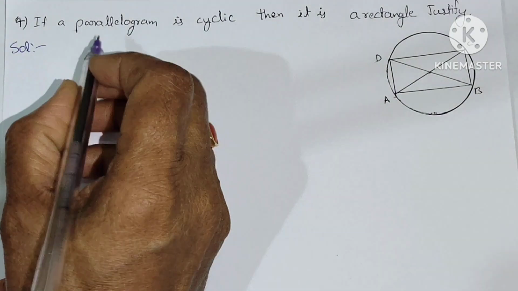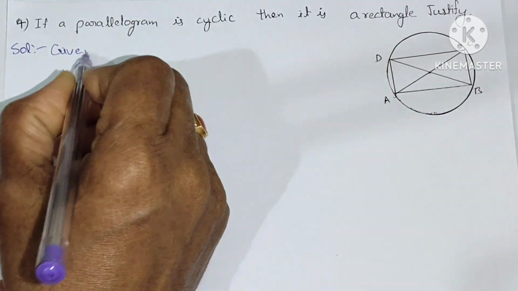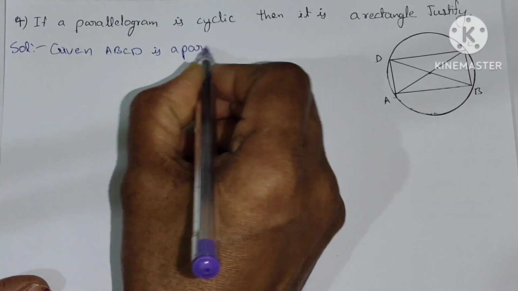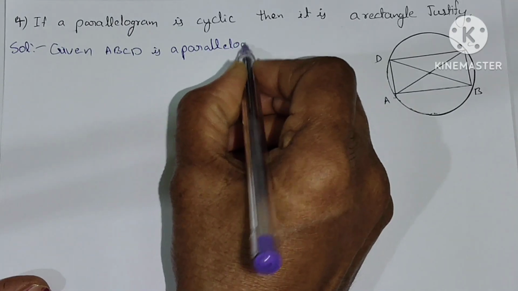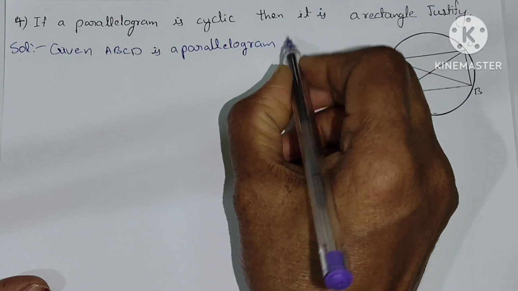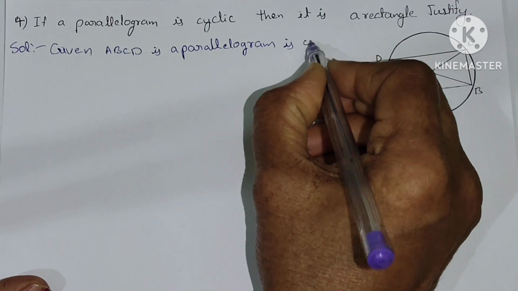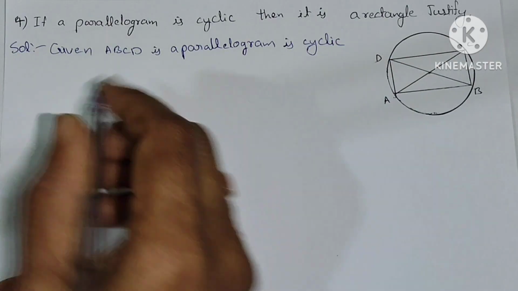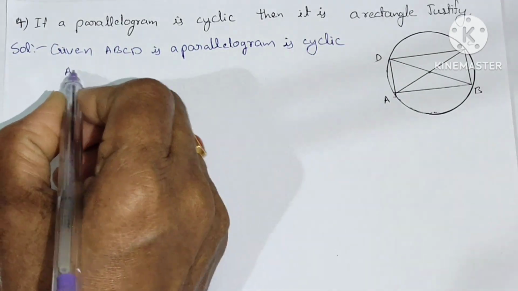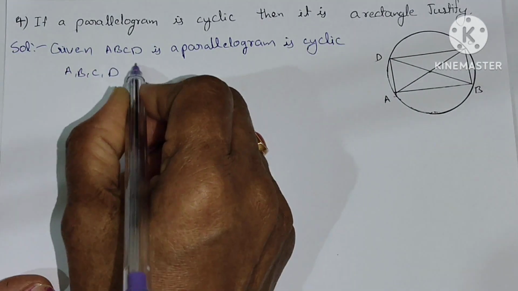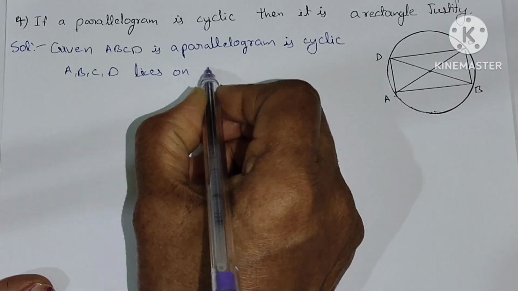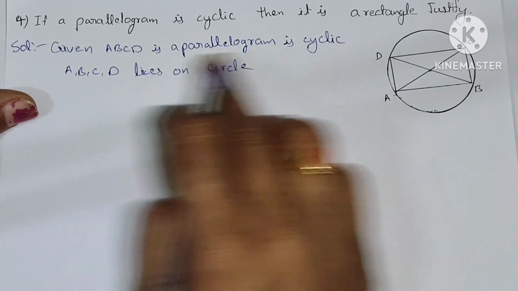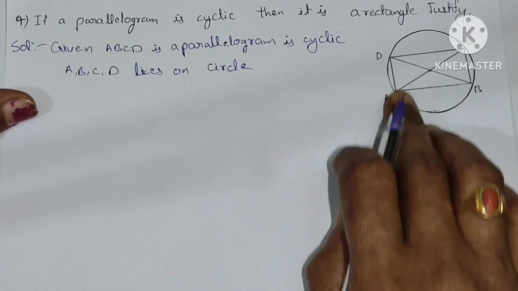First, the given data: ABCD is a parallelogram and it is cyclic. Cyclic means A, B, C, D lie on the circle. So this is the given data. Now we prove that this is a rectangle.